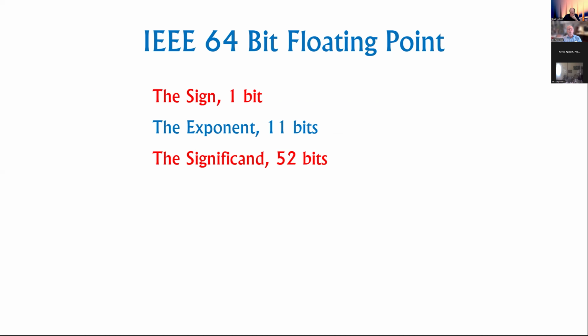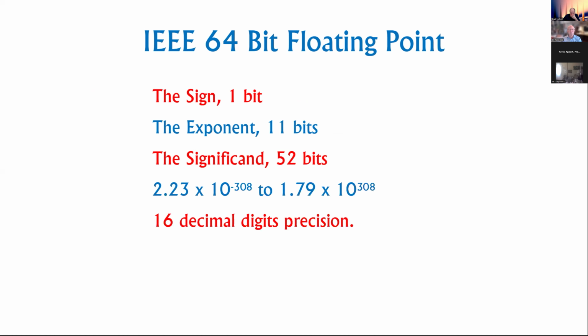So the IEEE 64-bit floating point format consists of a sign bit and then an exponent, which is 11 bits, and the significand, which is 52 bits, which is the actual numerical value you're processing. And in the older world, it's been called a mantissa, which was kind of a holdover from logarithm days.